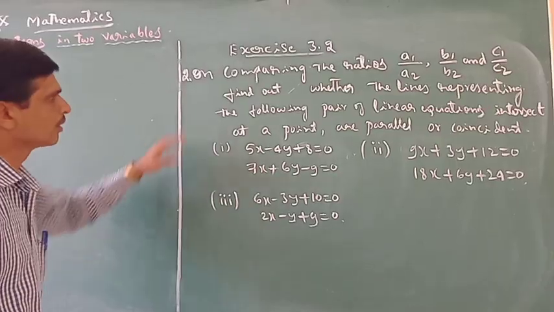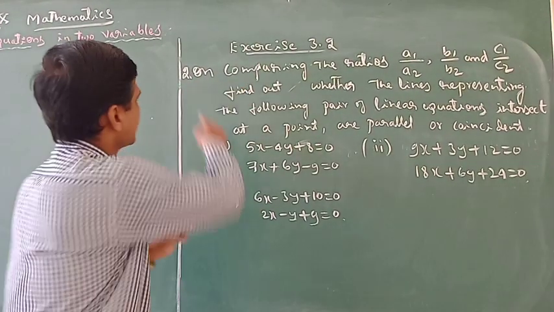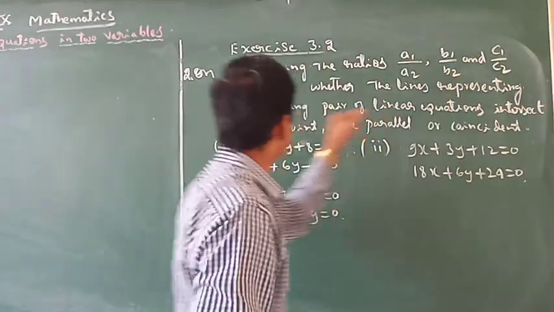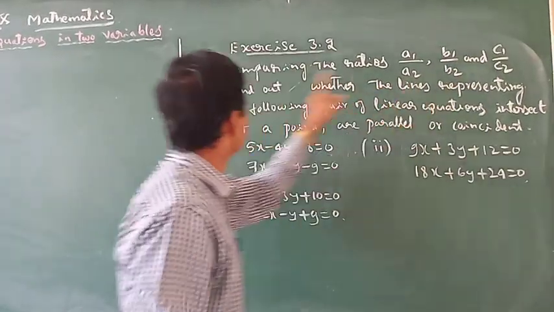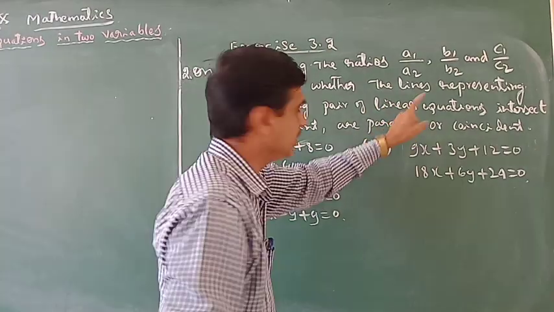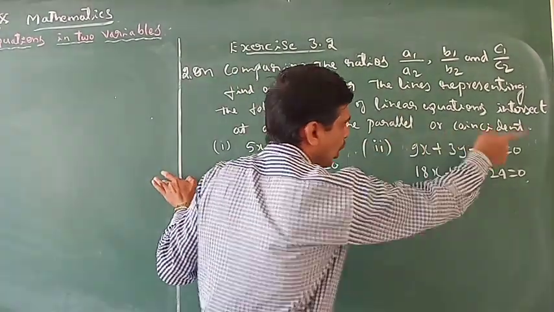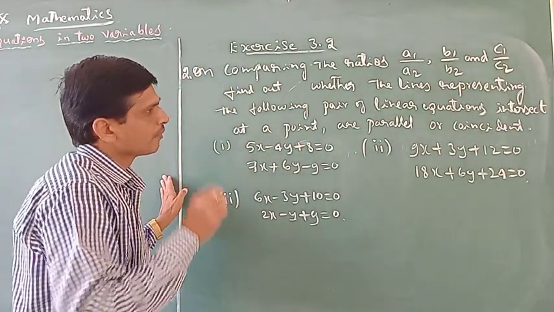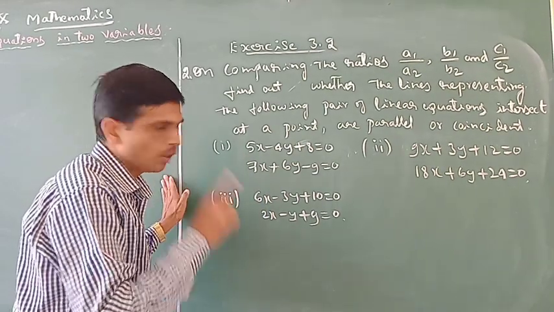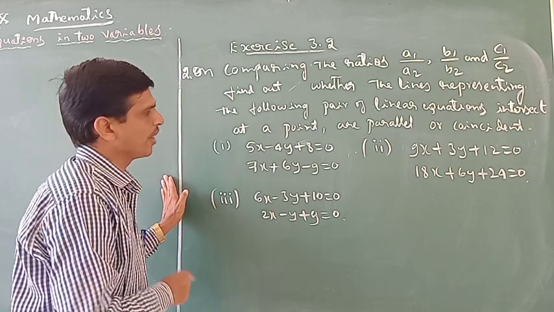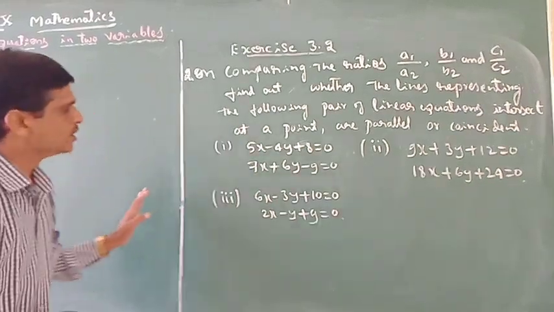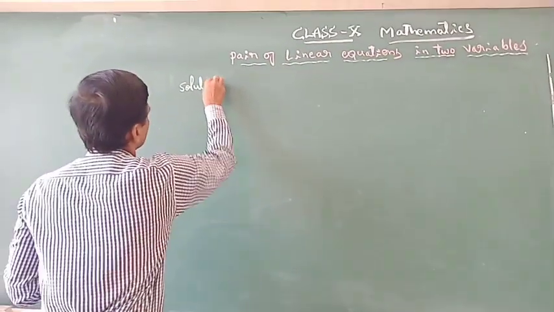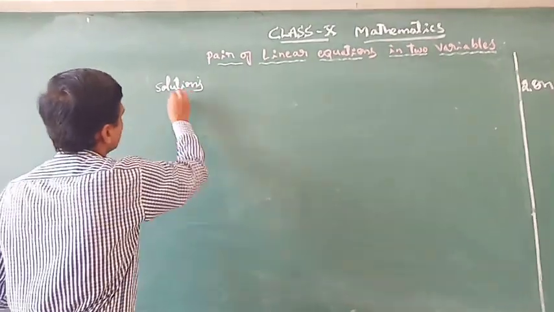Now take the second exercise. On comparing the ratios like a1 by a2, b1 by b2 and c1 by c2, find out whether the lines representing the following pair of linear equations intersect at a point, or are parallel, or coincident. Means whether the given pair of linear equations intersect at a point or parallel or coincident, that we have to find from this problem. So let us take one by one. Now here is the solution for the second, in which the first one.